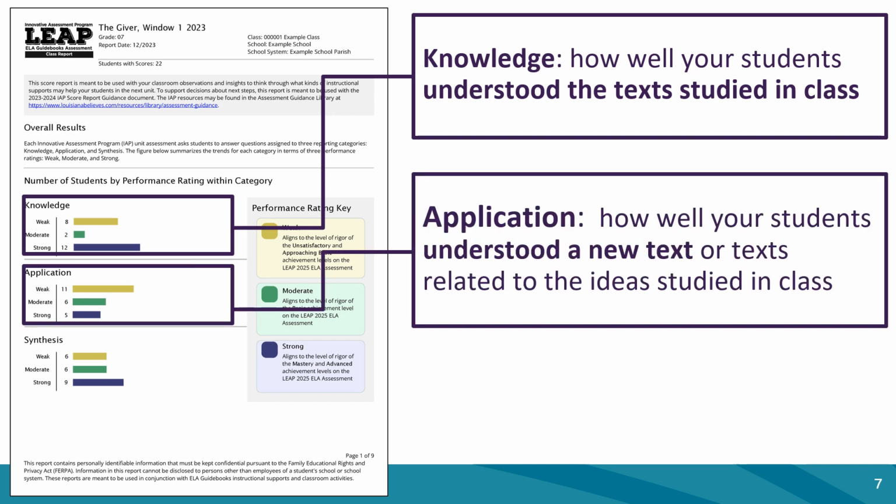Second is application, which is about how well your students understood a new text or text related to the ideas studied in class. In this section of the assessment, your students read a new text or texts related to what they learned in class and then responded to questions in a writing prompt to show how well they can apply their knowledge to the key skills taught in the unit.